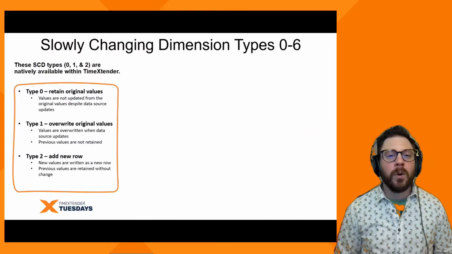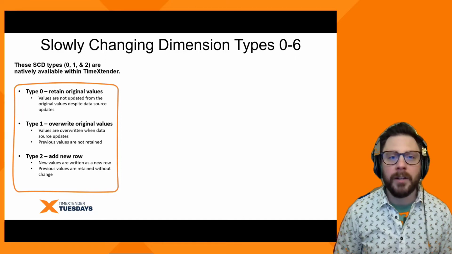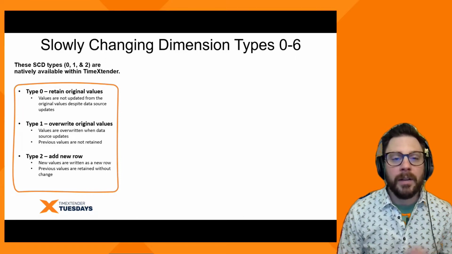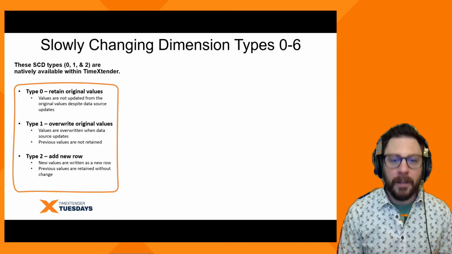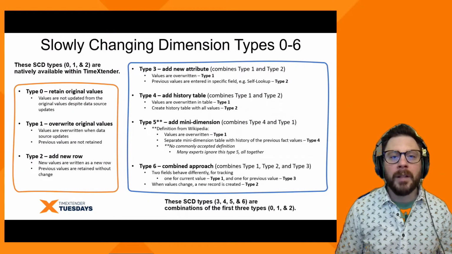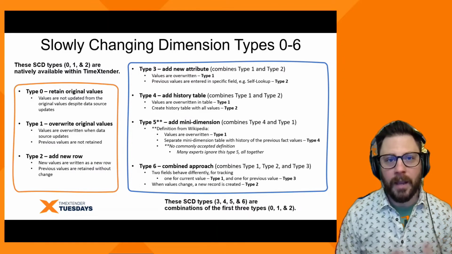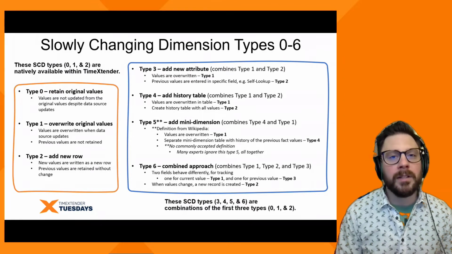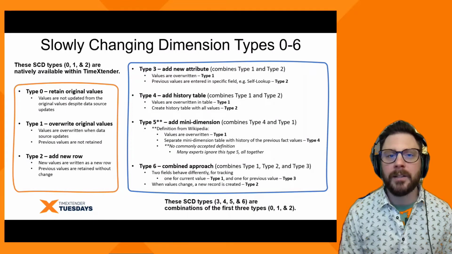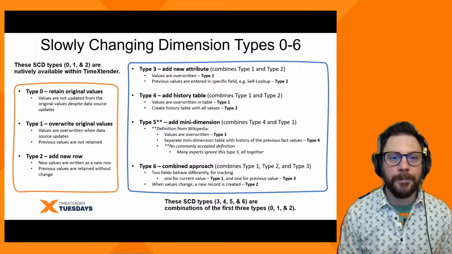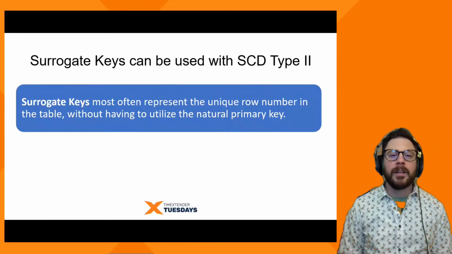We'll talk about how these work in TimeXtender, Type 0, 1, and 2 that we just showed. These are all native to TimeXtender. Now, there are more types, but these are basically combinations of Type 0, 1, and 2. And because of that, you're able to use these in TimeXtender, but there aren't specific settings for each of these 3 through 6. And lastly, surrogate keys.